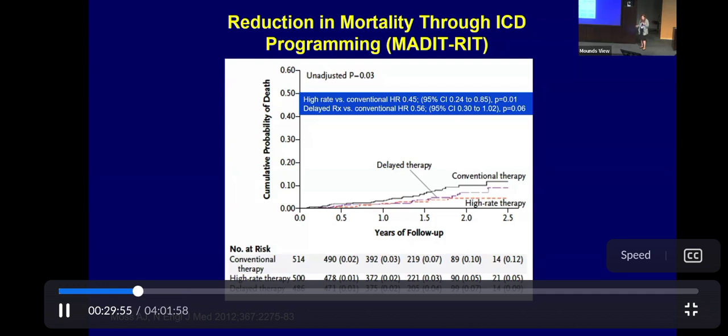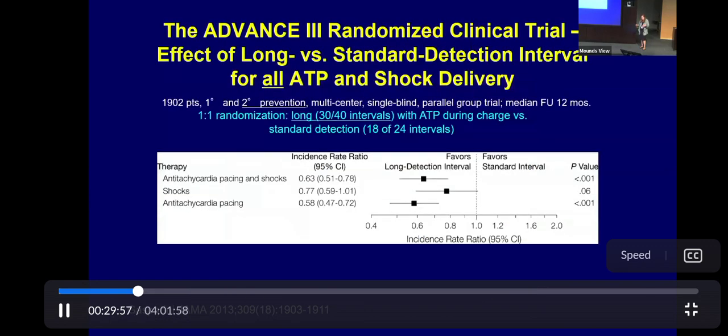That's pretty cool. So ADVANCE III, you might say, well, that's just primary prevention, but ADVANCE III is another trial. This one included secondary prevention patients, because when we're thinking of how to program our devices in the lab, what about the secondary preventions? The focus was on that long detection interval of 30 out of 40. People are saying, well, they've had VT, I don't want to wait that long maybe, but this looked at that. And this study showed that even in these secondary prevention patients, there was a reduction in both anti-tachycardia pacing and shock therapy with this long detection interval programming.